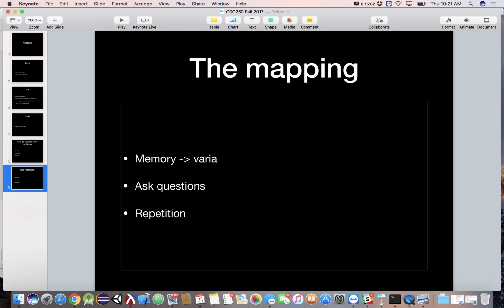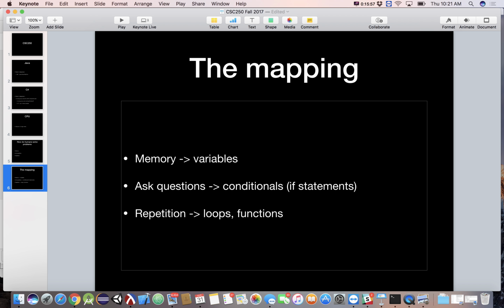Memory is accomplished through variables. Asking questions is accomplished through conditionals, usually if statements. And then repetition is called loops, functions, that kind of stuff.